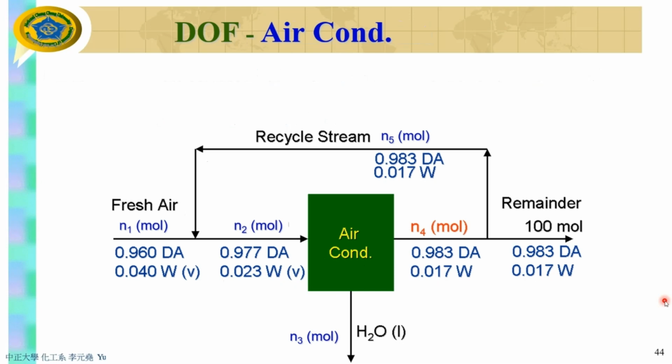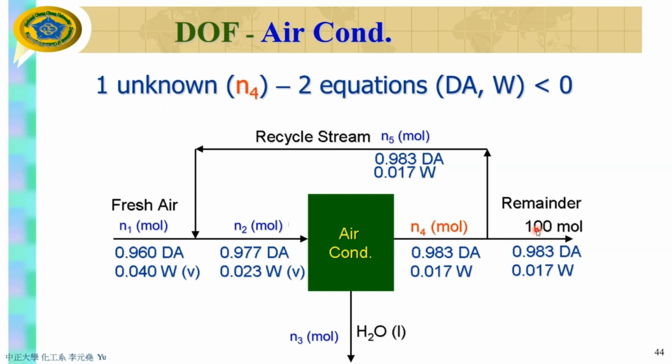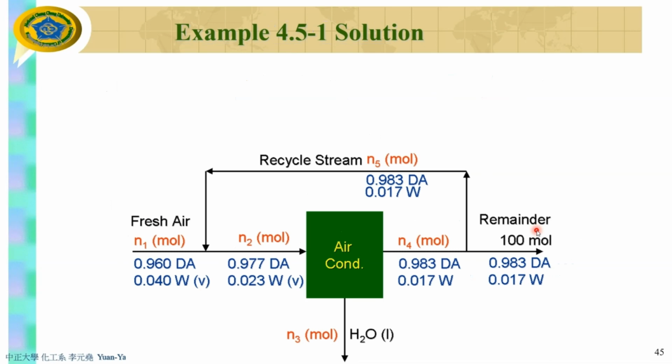Right, then after the mixing point, let's go to the air conditioner. We only have 1 unknown. Obviously, this is quite easy, right? Quite easy. So let's do it. N4, bingo. We solve the problem. I don't want to waste your time, so please do this calculation by yourself.